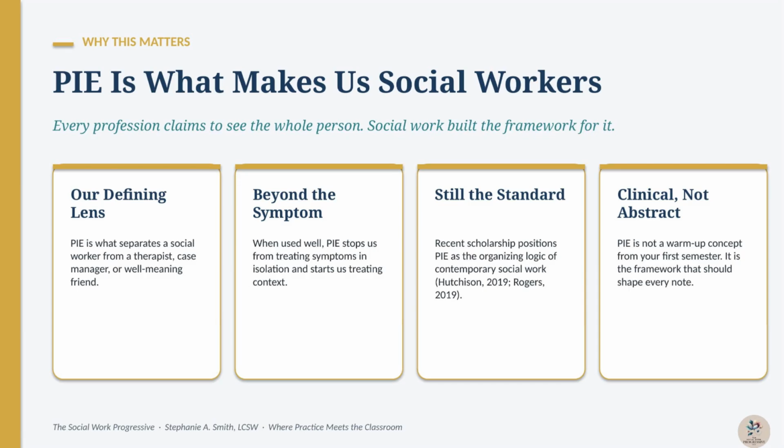Hutchison, 2019, argues that the person and environment lens is the defining contribution social work brings to interdisciplinary teams. And Rogers, 2019, describes it as the organizing logic of contemporary social work practice across micro, mezzo, and macro settings. When we use PIE well, we stop treating symptoms and start treating context.